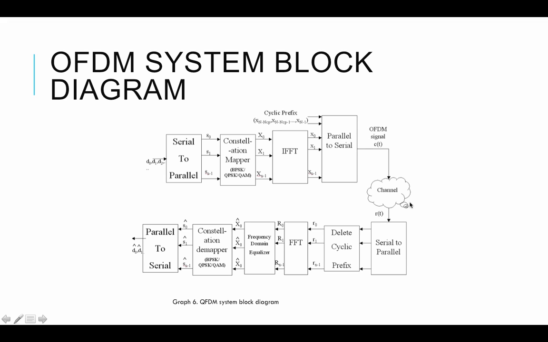Then it goes through this channel that's full of scattering and reflection, basically a combination of white Gaussian noise and other fading schemes. Then the serial is changed into parallel, the cyclic prefix is deleted, and Fourier demodulation is done with the FFT and frequency domain equalization. Then constellation demapping, and eventually it is changed into a serial signal and restored to its original phase.